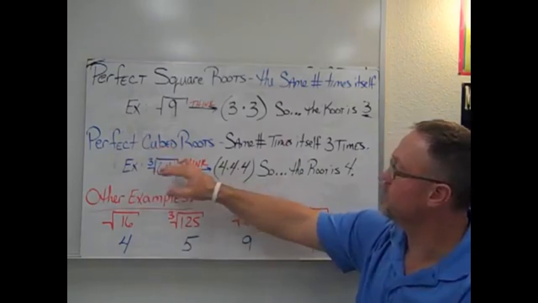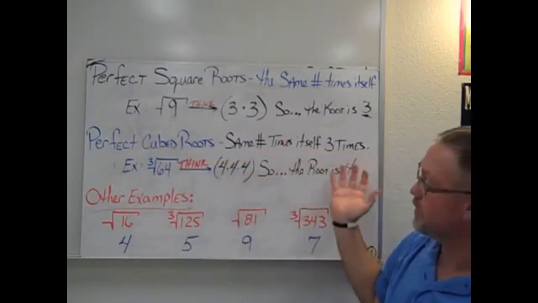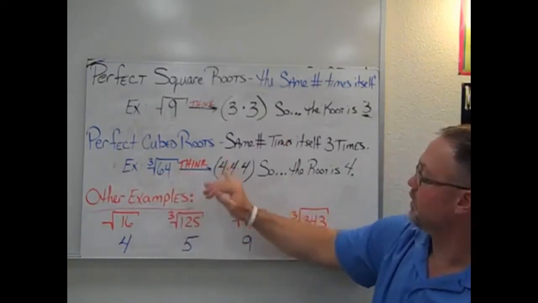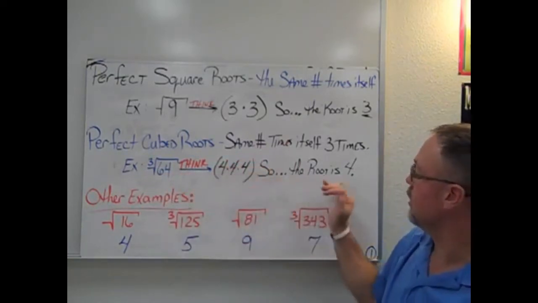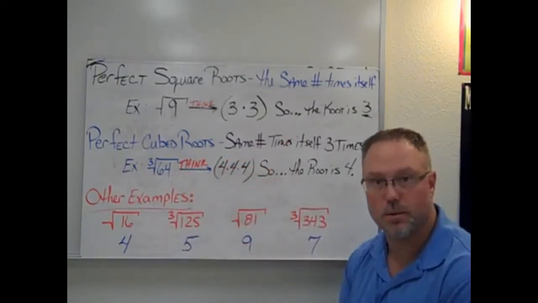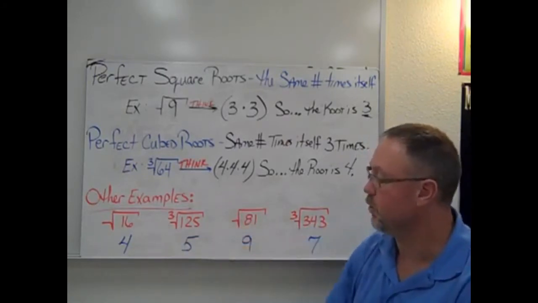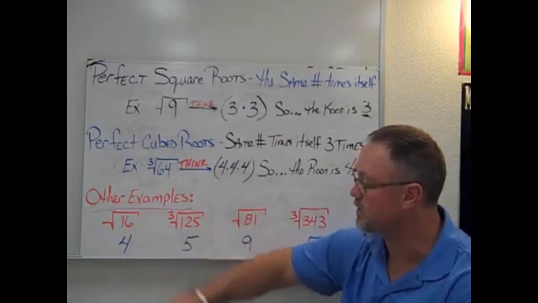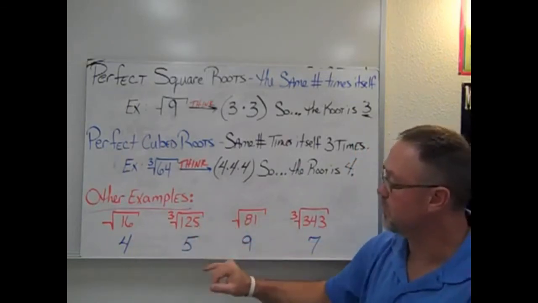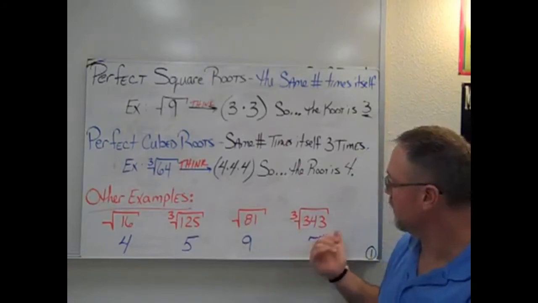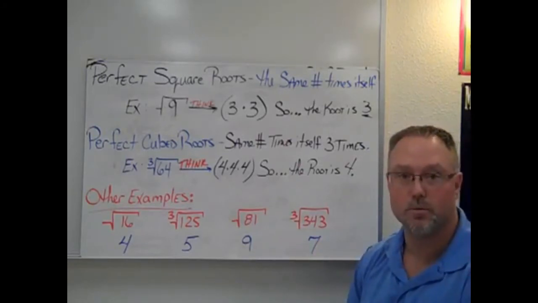For perfect cubes, it's the same number times itself 3 times. So if I have the cube root of 64, we want to think 4 times 4 times 4. So the root is 4. We're just coming up with an answer with 1. So the square root of 16 would be 4. If I take 4 and square it, I get 16. Cube root of 125 is 5. Square root of 81 is 9. And the cube root of 343 would be 7.